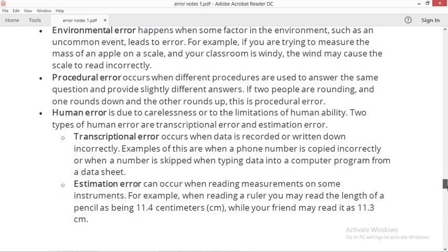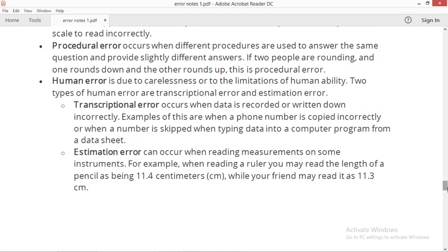Human error. Human error is due to carelessness or to the limitations of human ability. I hope this is the error that we do not make. Two types of human errors are transcriptional error and estimation error. Transcriptional error occurs when data is recorded or written down incorrectly. This is something very, very common. Examples of this are when a phone number is copied incorrectly or when a number is skipped while typing data into the computer program from a data sheet. This is the most common error.